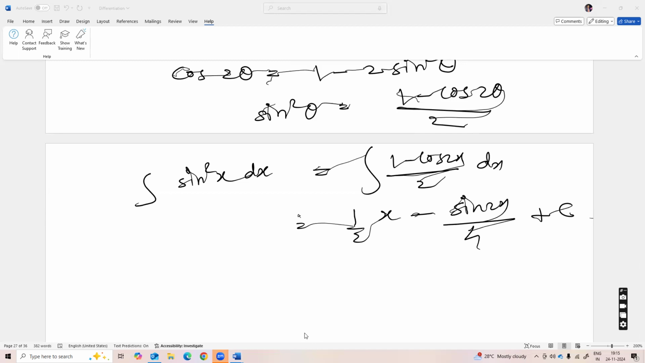Do you have any questions in the integration part? I think this much integration and differentiation is sufficient to understand physics for the NEET exam. Please tell me if you have any question in this part. Rima and Pranjal, do you have any question?